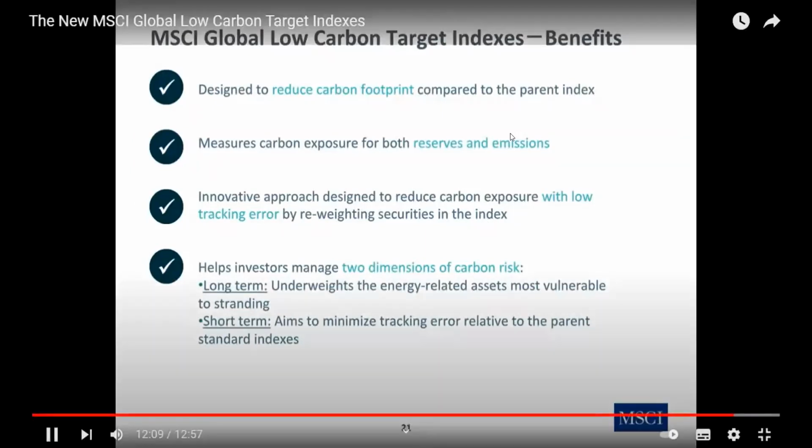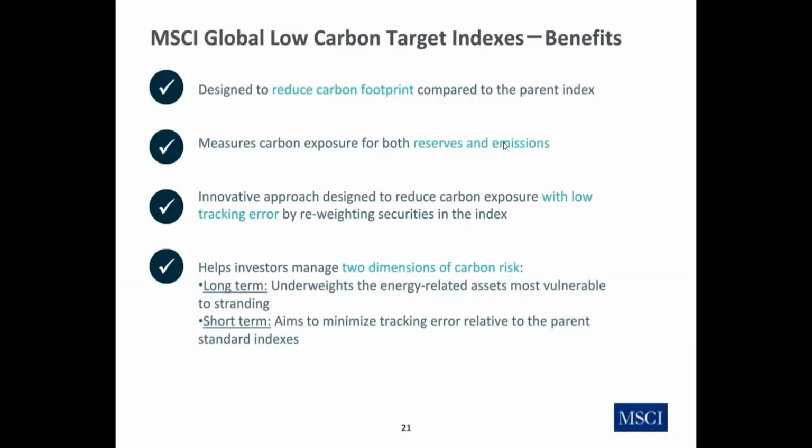It's worth noting that the indexes are also designed to maintain similar industry and country composition to that of the parent broad market index. Finally, the indexes help investors manage two dimensions of carbon risk: long-term risk by underweighting energy-related assets most vulnerable to stranding, and short-term risk by aiming to minimize tracking error relative to the parent broad market index. We hope you have found today's presentation beneficial.